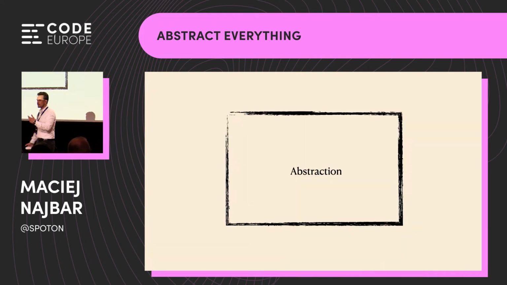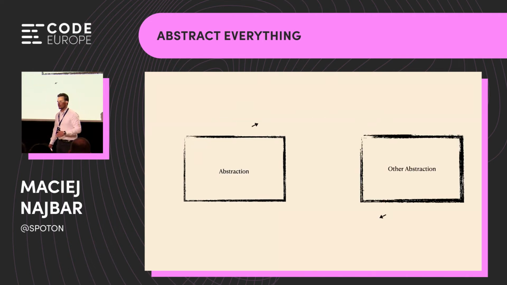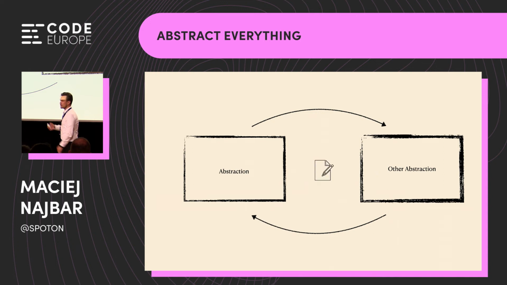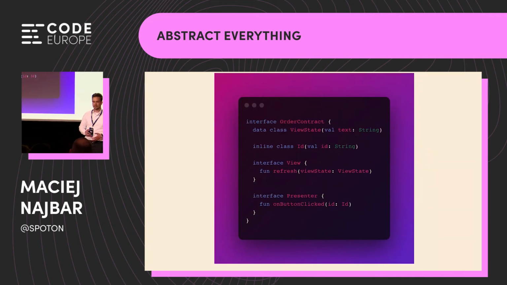So abstractions define what they do, what they accept, and what they return. But abstractions are not silos. Sometimes they know about each other. When two abstractions know about each other, it's called a contract. The most common example of a contract is the MVP architecture pattern. The view knows about the presenter, the presenter knows about the view, and they know how to communicate with one another.